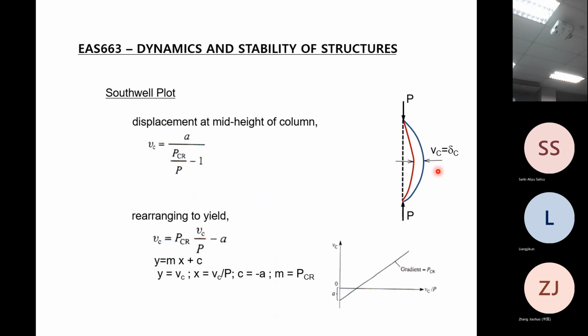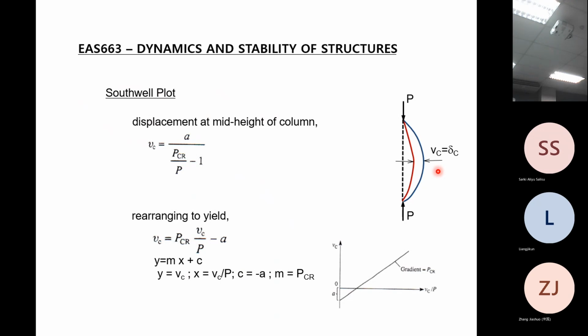Then, if you compare with the straight line equations, this is y, this is negative a is c, so x is this, okay? X is this, y is this. Then m will be the P critical. So that's why we can draw this straight line for many points of VC and VC over P. Let's say we take 10 points experimentally, then we draw the graph.